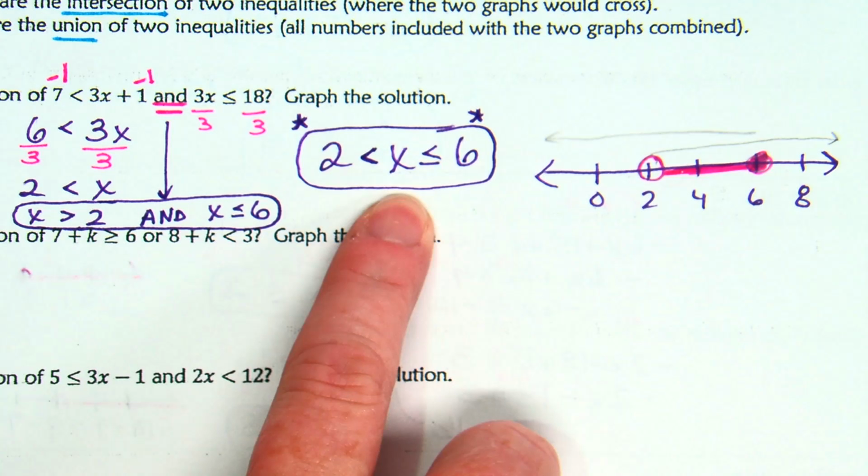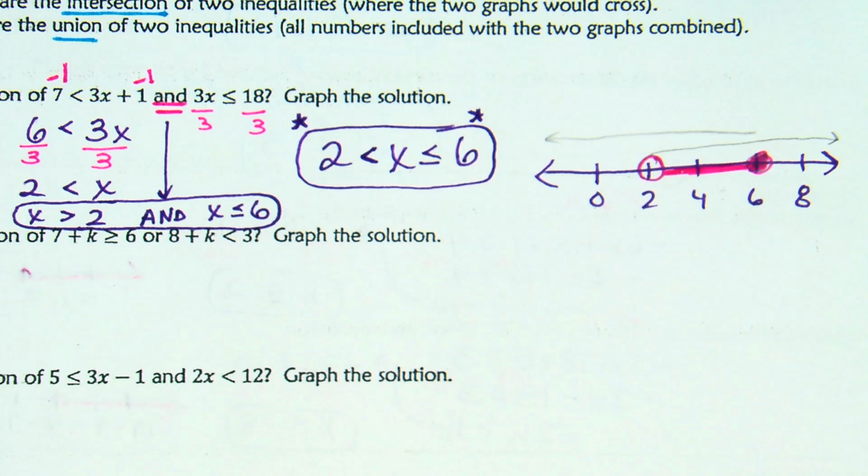Okay, so second example. What is the solution? 7 plus k greater than or equal to 6, or 8 plus k less than 3. Did you catch that word? Or. It matters what the word is, guys. Because it's an or statement, there's a couple of differences about how we can handle this problem. But what's the same? Solve them. No tricks there.